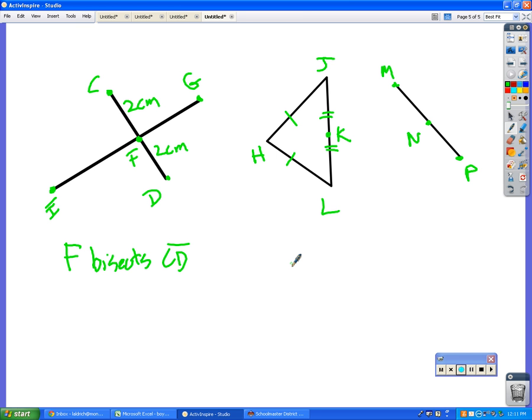Somebody else, another one. Yes, Lauren. Point K. Okay, we can also say that K bisects segment JL, and this time we didn't have numbers on the diagram. How did she know that? Right, because this has two little slashes on it and this has two little slashes on it, so these pieces are the same, so K is right in the middle. Okay, good. Any others?